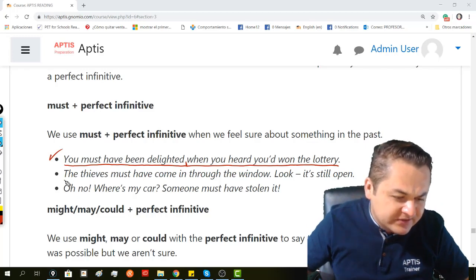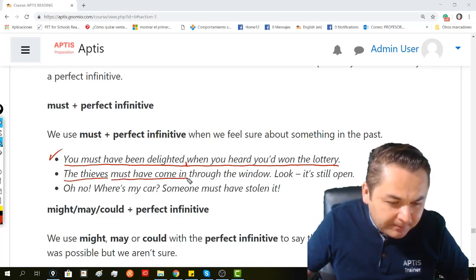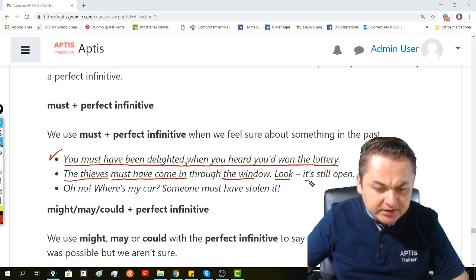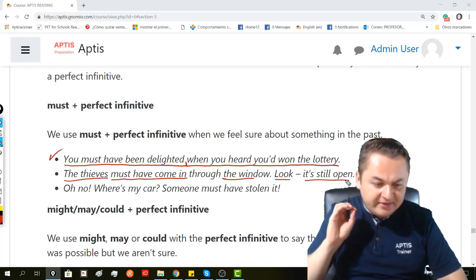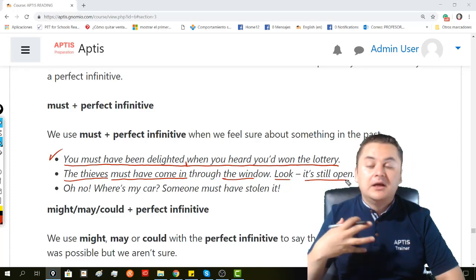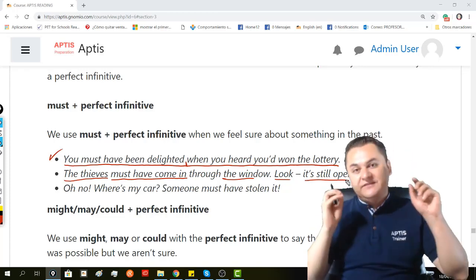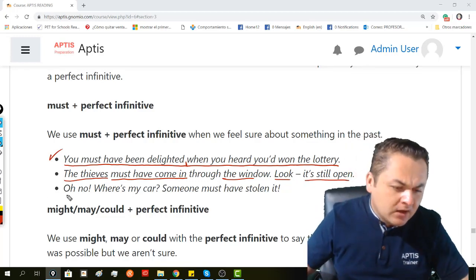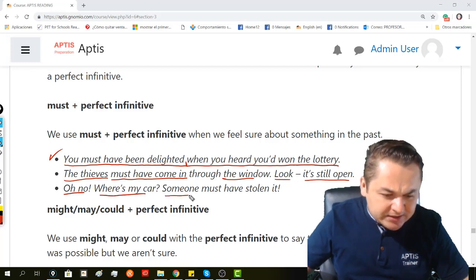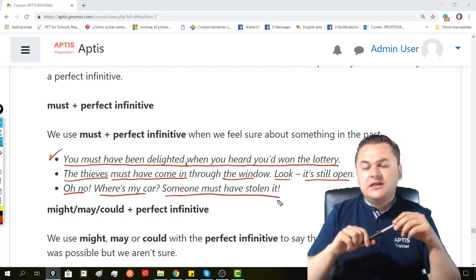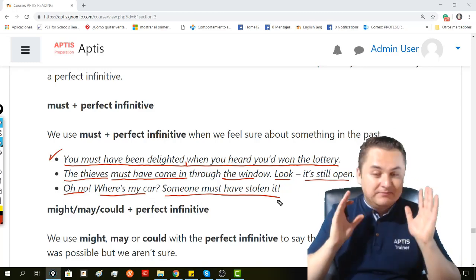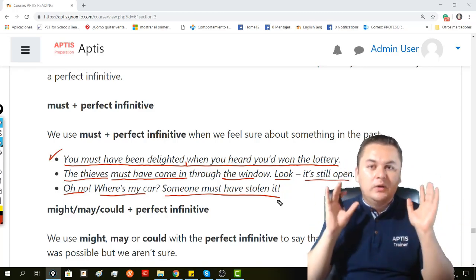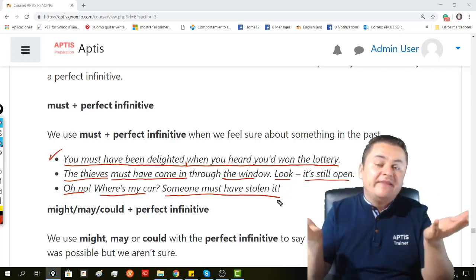So here is another one. It says, the thieves must have come in through the window. I am sure they came in through the window. Look, it's still open. I am 100% sure because if I look at the window, it is still open. So I am sure they did it. Oh no, where's my car? Someone must have stolen it. Meaning, I am sure. Unfortunately, I am sure about this because when I see this spot, I want to just get my car back and it is not there.